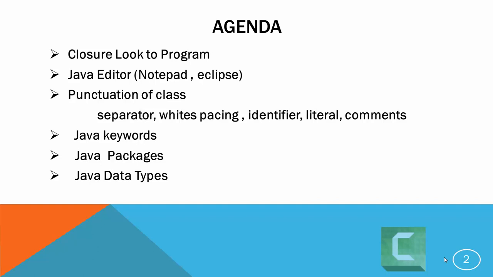Then I will cover the punctuation of the class: the separators, white spacing, identifiers, literals, comments, and how we will do that. Next I will go through Java keywords. Then I will explain about Java packages, and then I will cover Java data types. So let's start. Let's take a closer look at the program.